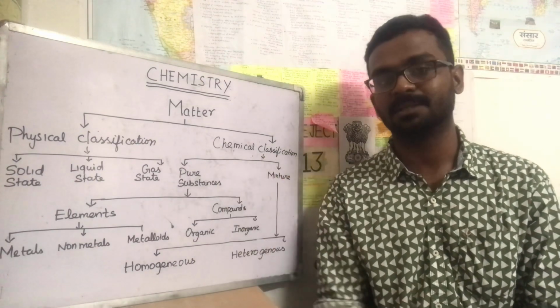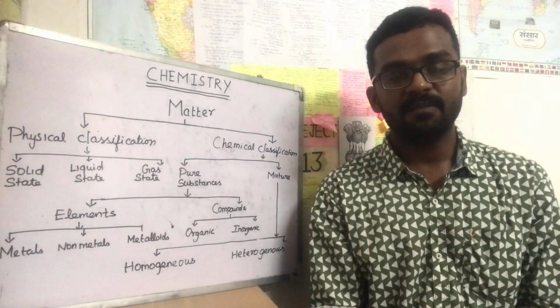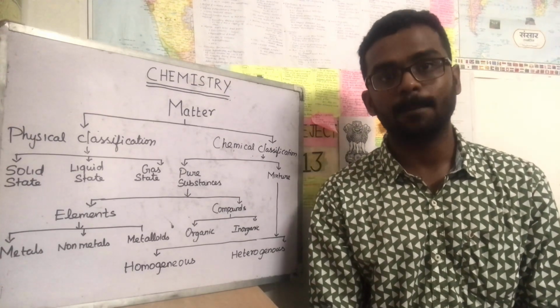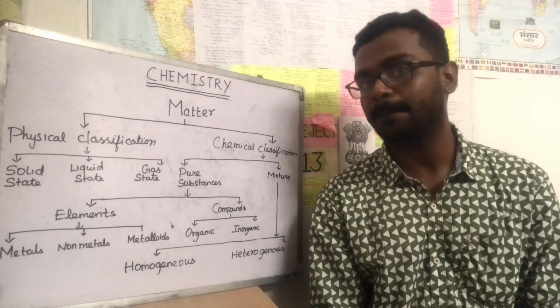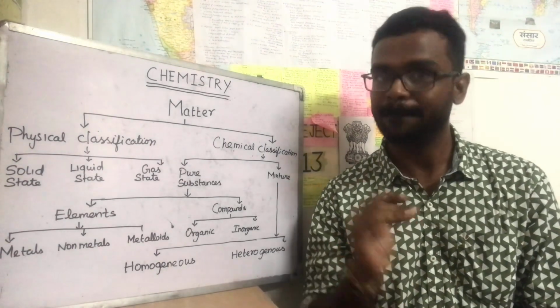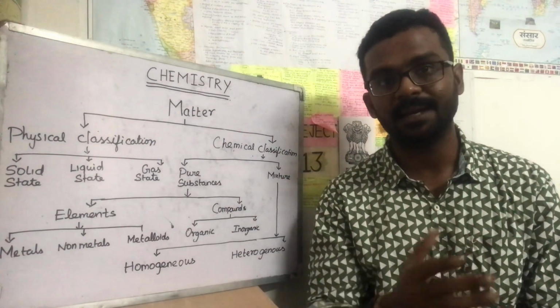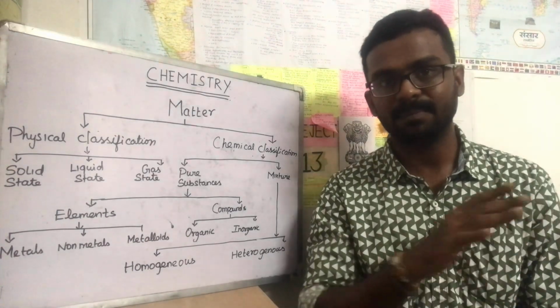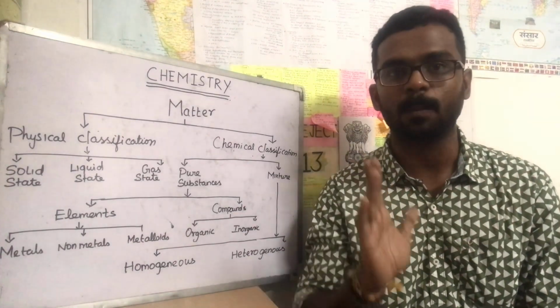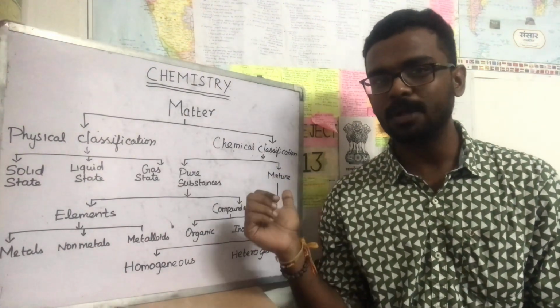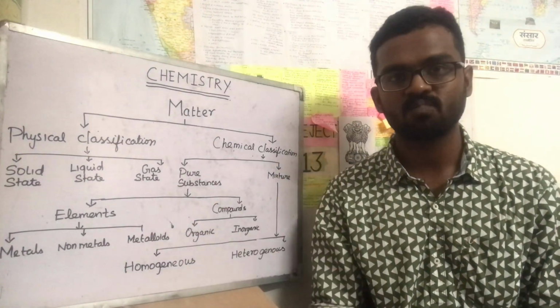Then let's go for mixtures. A material which consists of two or more substances in indefinite proportion is called a mixture. For example, cement and paint have many substances in indefinite proportion. These are examples of mixtures. It has two types: homogeneous mixture and heterogeneous mixture.